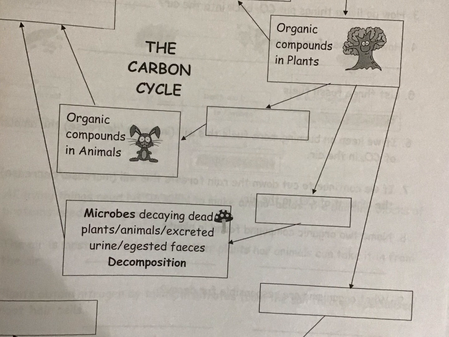So plants, being the primary producers, will absorb that carbon dioxide during the process of photosynthesis. That is built up into glucose and starch, and those plants themselves are living. So we see then that they respire, putting carbon dioxide back into the atmosphere.